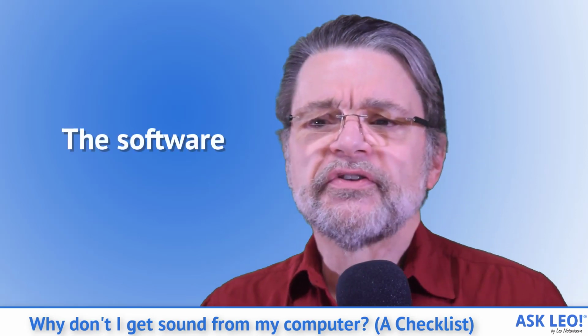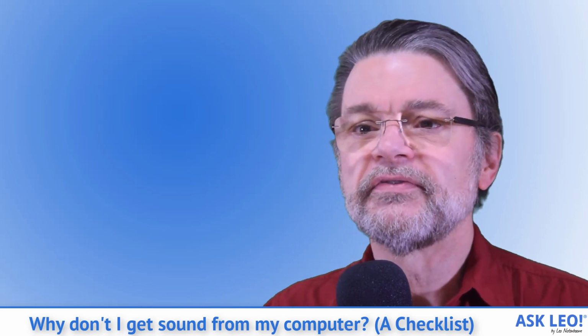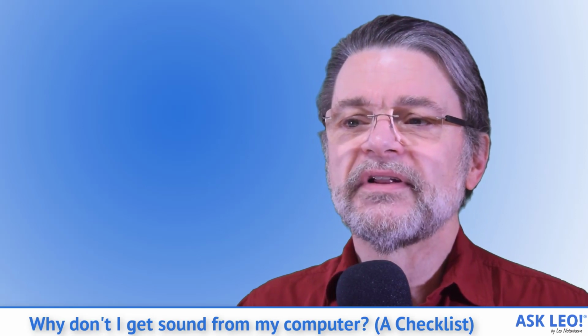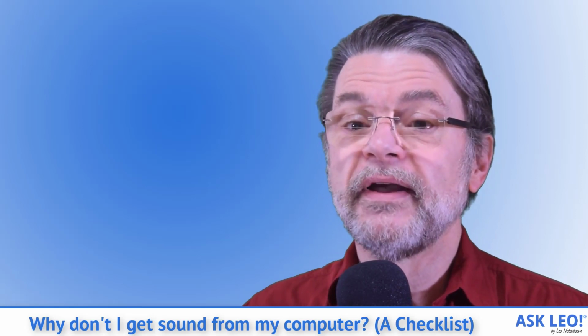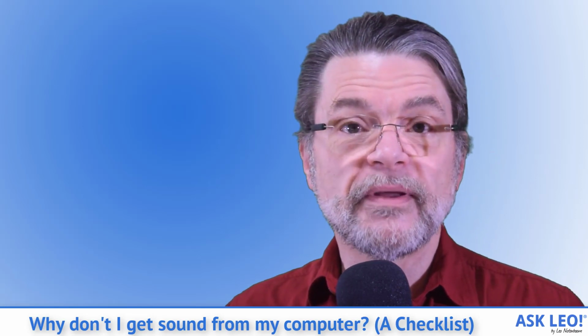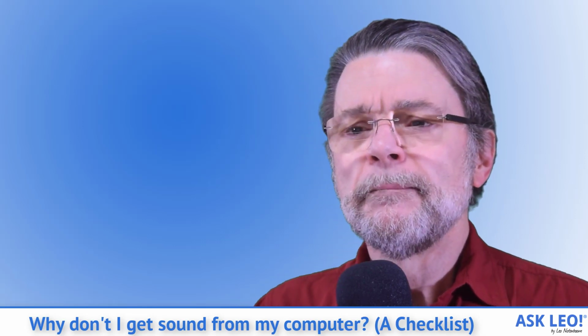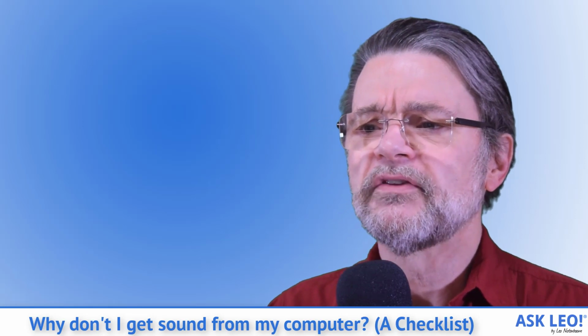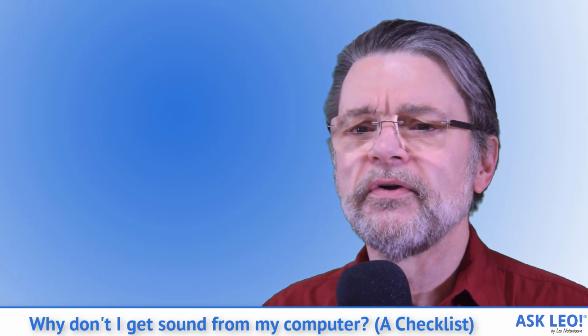The software. Next, we'll look at factors controlled by software and Windows itself. Volume. Check the volume control. Once again, I just click on the speaker icon in the taskbar tray and make sure that the output level is set to something above 0. Mixer. Check the mixer. This is easily overlooked. Right-click the speaker icon and click on Open Volume Mixer.